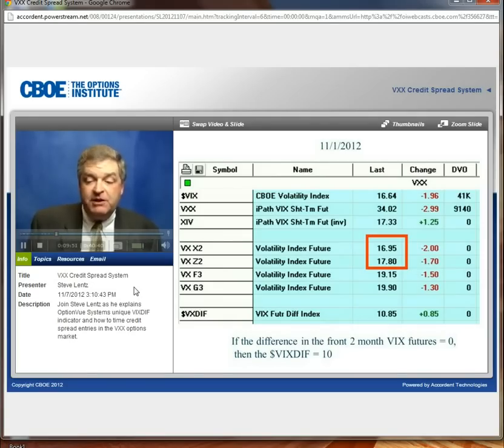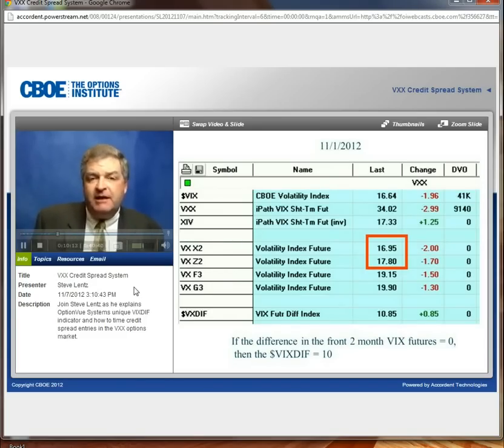What we're going to do is measure that, and take the second month minus the first month. Second month minus the first. In a normal pricing structure, there will be a positive relationship there. The number will be positive. In this case it's 85 cents.